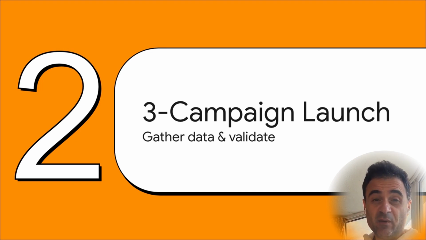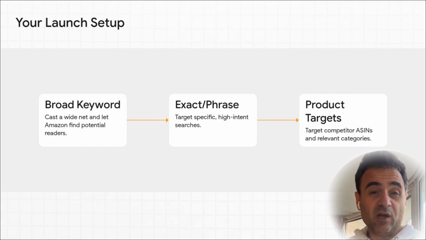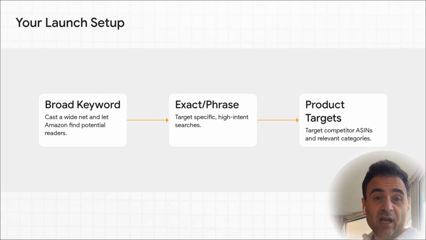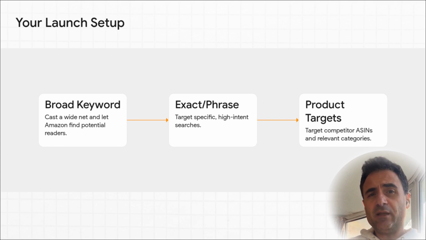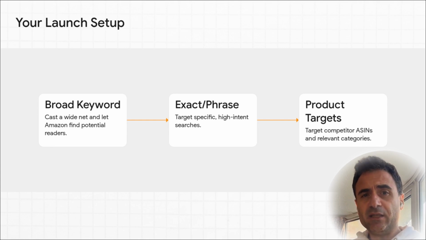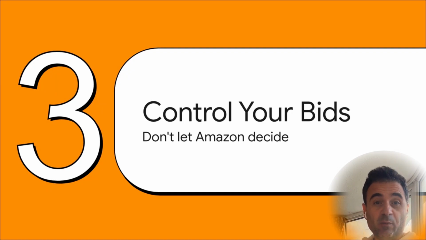So here's the setup. First up, you've got a broad keyword campaign. This is where we cast a wide net and let Amazon's algorithm do some of the discovery work for us. Second, an exact and phrase match campaign where we get super specific and target high intent searches. And third, a product targeting campaign. This is where we go after similar books and relevant categories. These 3 together, they cover all the bases you need to start testing effectively.